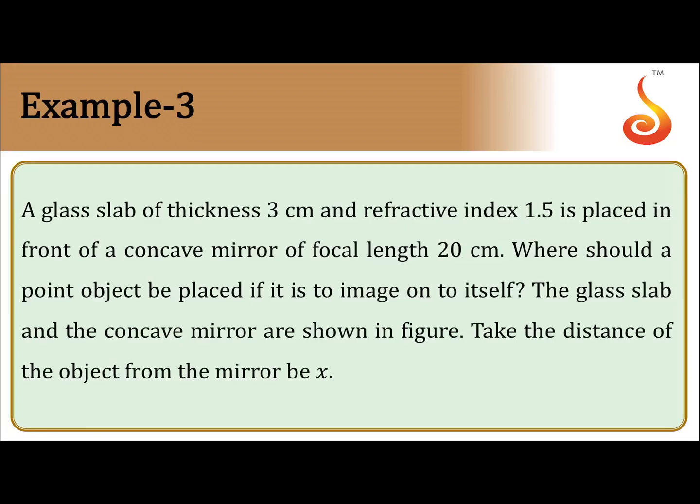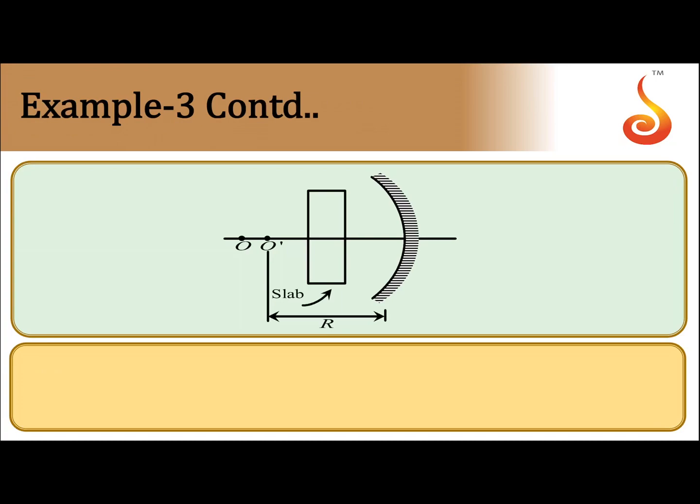So in this problem we have to place the point object in front of a concave mirror such that the image of the object forms on itself. So this is a combination which is given. So let the distance between the object and the concave mirror be x.